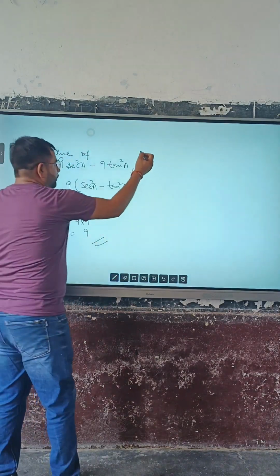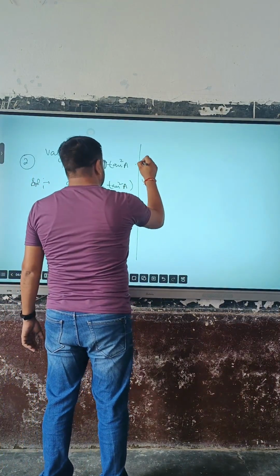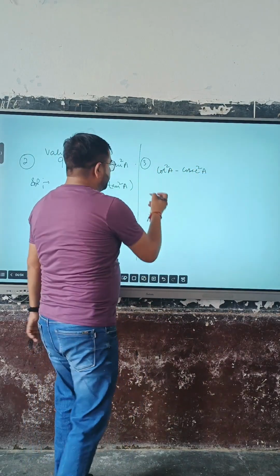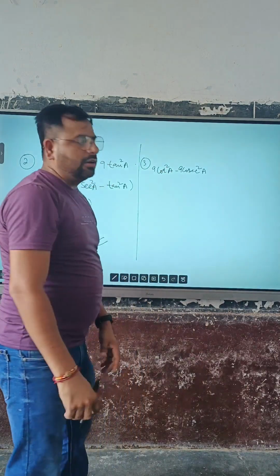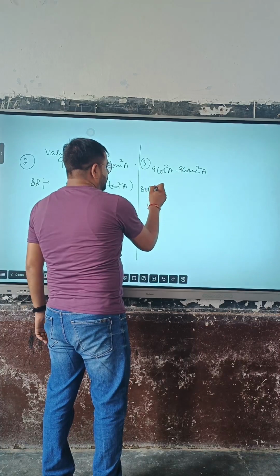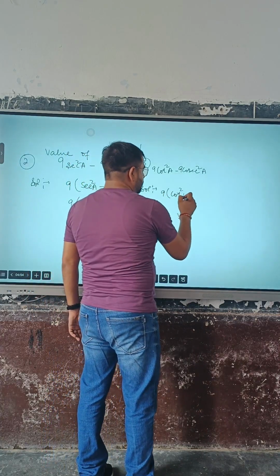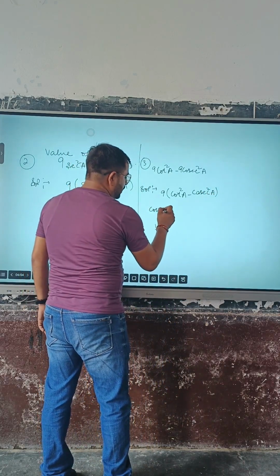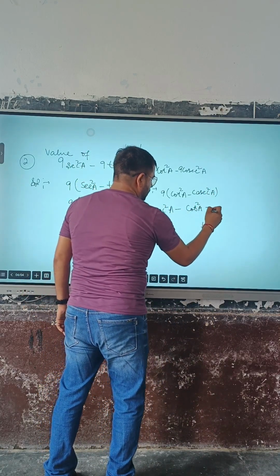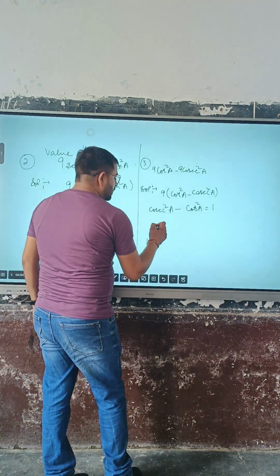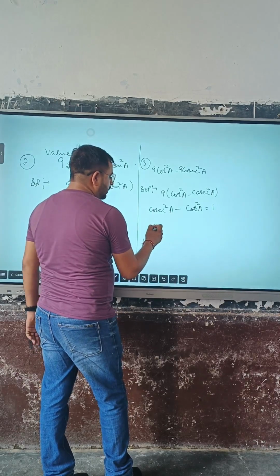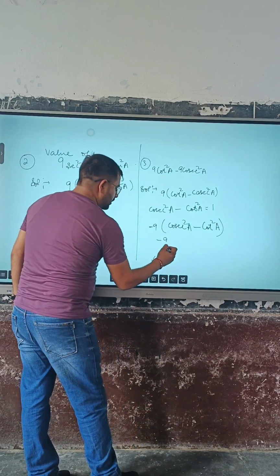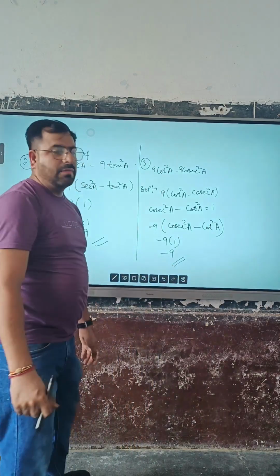In the same way we can find out the third question, that is cot square A minus cosecant square A. We can put any number with it, or 9 into cot square A minus 9 into cosecant square A. We take 9 common from cot square A minus cosecant square A. But we know the identity is cosecant square A minus cot square A equals 1. Here it is cot square A minus cosecant square A, so we take minus 9 common, leaving cosecant square A minus cot square A. So the value is minus 9. Answer is minus 9.